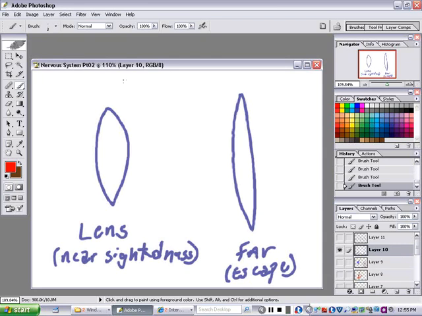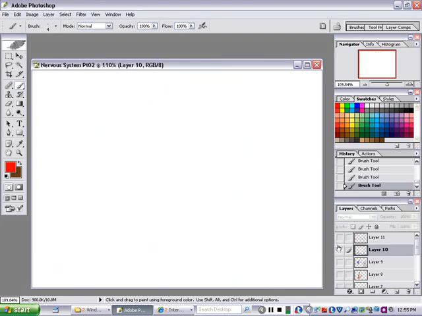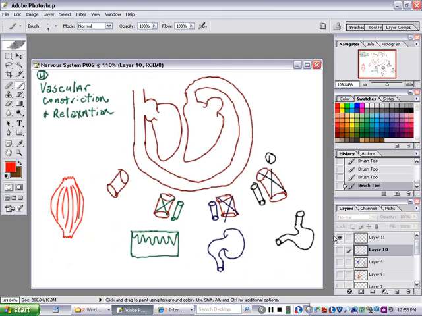I'm going to have to put here 3. Thinning of the lens. Okay? Why do you want your lens to become thinner? So you can see farther away. Why do you need to see far away? So you can know how to escape. Very good. And number 4, we have various vascular constrictions and relaxations.